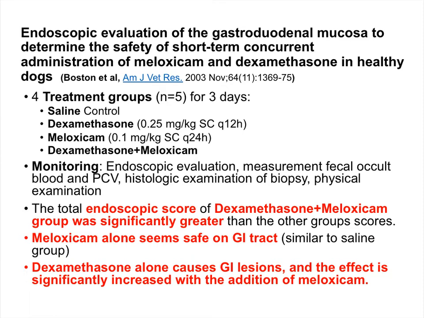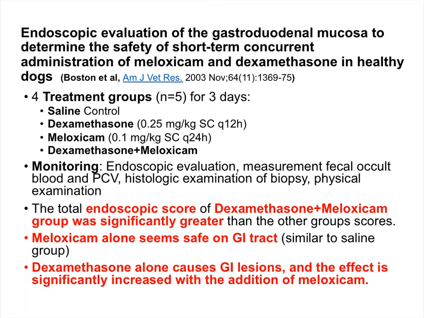Let's take a look at one paper that is probably pretty relevant to this question. It's a paper by Boston in 2003 where they looked at endoscopic evaluation of the gastroduodenal mucosa following short-term concurrent administration of meloxicam and dexamethasone. And I already talked about the intrinsic ulcerogenic potential of both of those. So they used 4 treatment groups, treated for 3 days: saline, dexamethasone, meloxicam, or dexamethasone and meloxicam. And they monitored the animals endoscopically, looking for occult blood, looking for anemia through packed cell volume, and then they did the histological exam of the biopsy, as well as a physical exam.